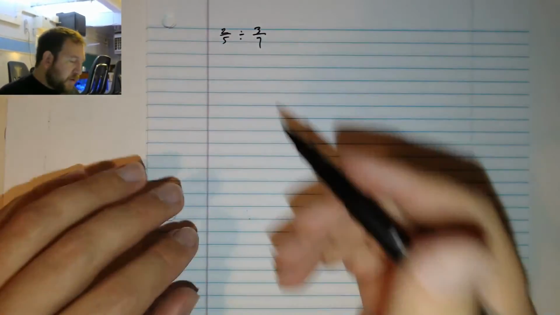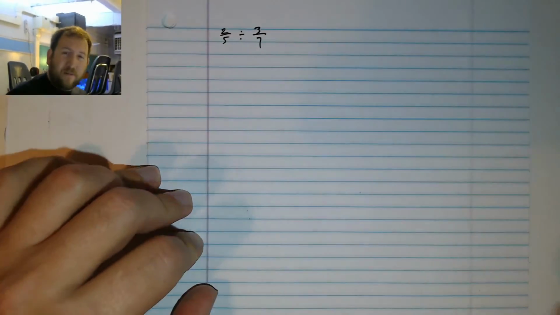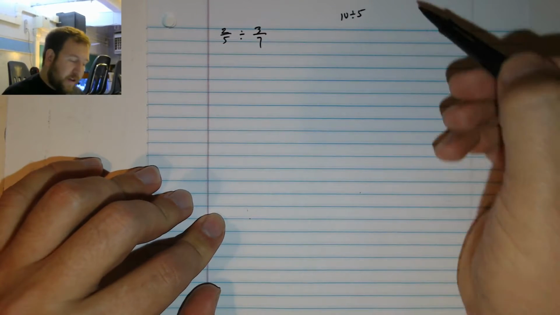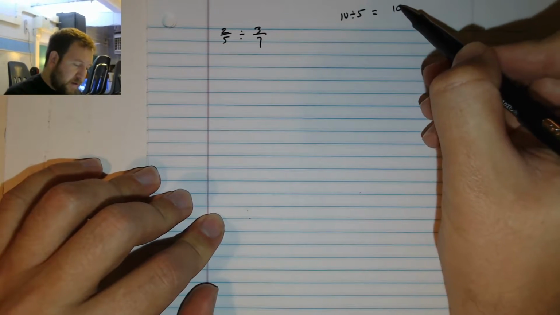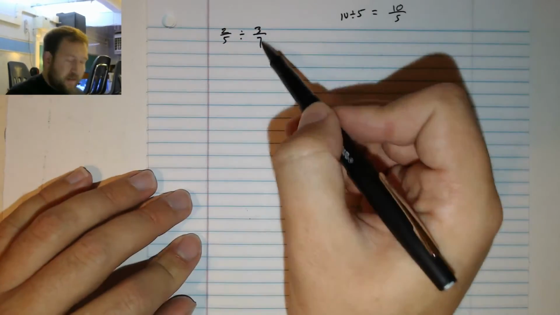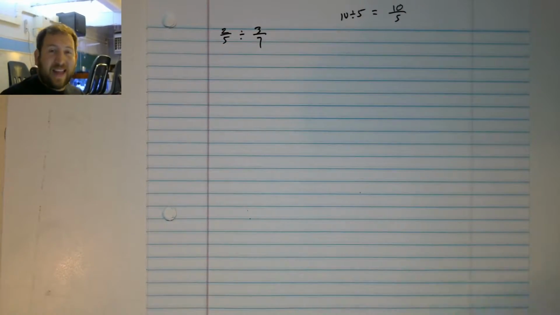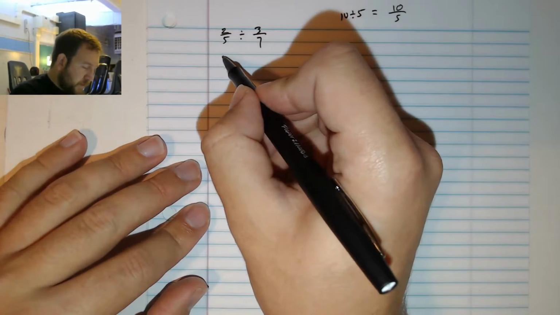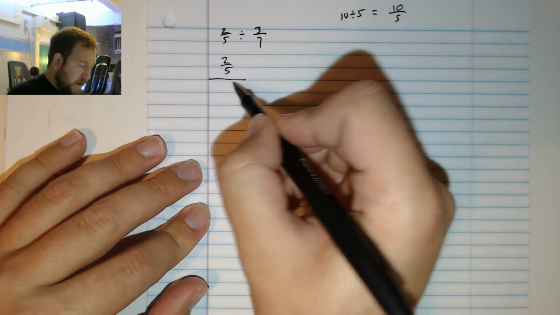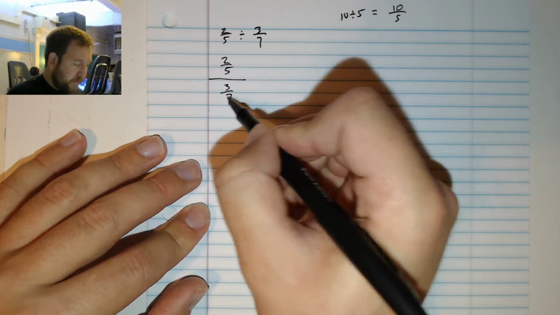All right, if I write 2/5 divided by 3/7, and if I'm really dividing something, like if I'm doing 10 divided by 5, I can also write this as 10 over 5. It's the same thing. So I'm going to take this and rewrite it like that. I'm going to say this is 2/5 divided by 3/7.